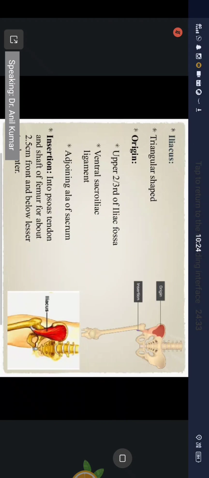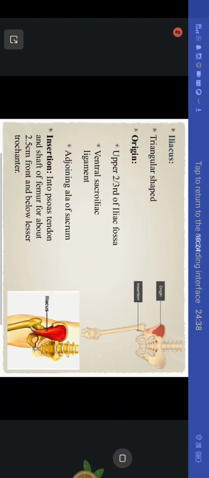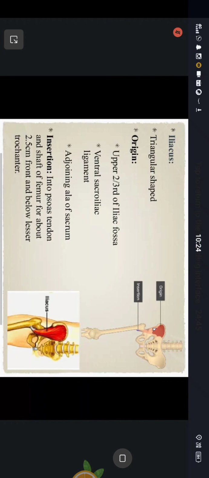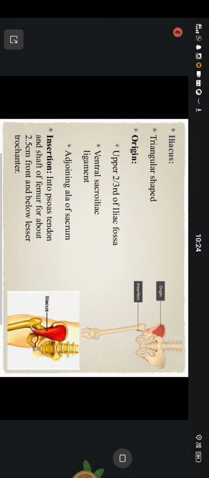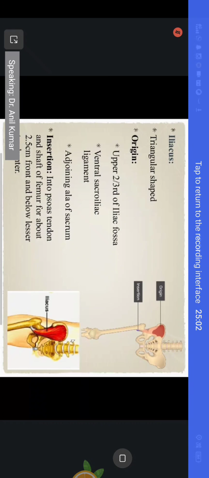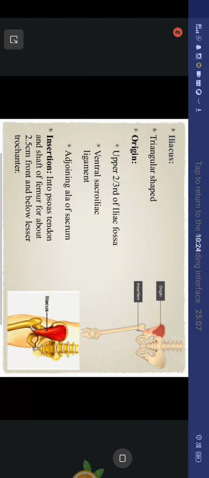Now coming to the next muscle, iliacus. This iliacus is a triangular shaped muscle. Regarding its origin and insertion, it arises from the upper two-thirds of the iliac fossa. Here in the diagram you can see it arises from the upper two-thirds of the iliac fossa, the ventral sacroiliac ligament, which is present over here, and the ala of the sacrum.